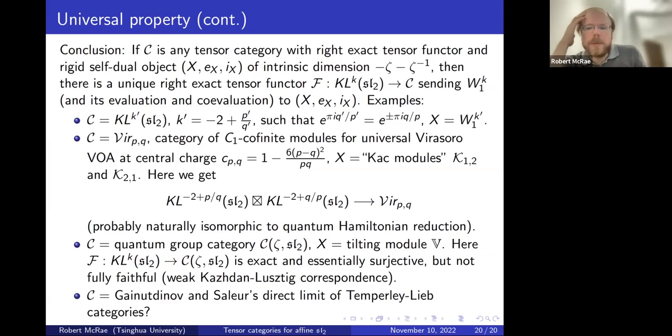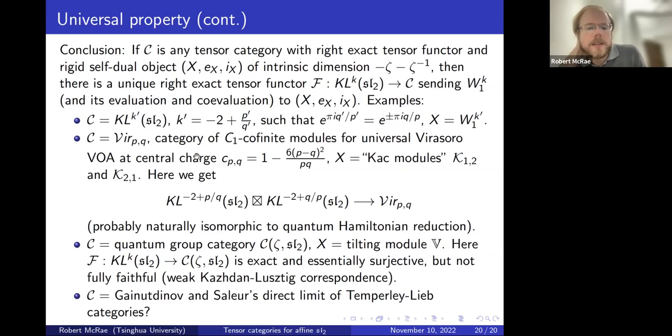So, let me just repeat again the examples that I mentioned before. First of all, we can take C to be KLK prime for a different K prime, but if the root of unity for K prime is the same as the root of unity for K up to inversion, then they have the same intrinsic dimensions. The Weyl modules have the same intrinsic dimensions. So you get a tensor functor in this case, which will be an equivalence, at least at the level of tensor categories.